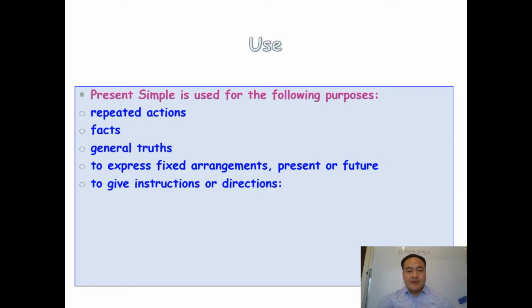As I already repeated, present simple is used for the following purposes. Firstly, you need the present simple tense to describe the repeated actions, and also for the facts and for describing the general truths about something, and also to express fixed arrangements and present or future things that are happening, and also to give instructions or directions. Okay, let's talk about each one in our next slide.